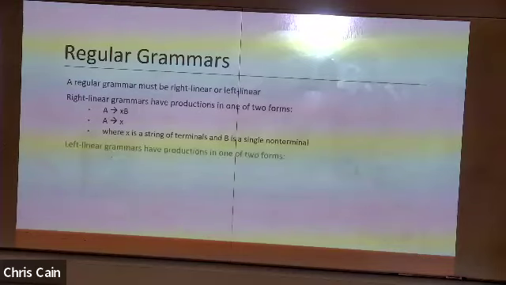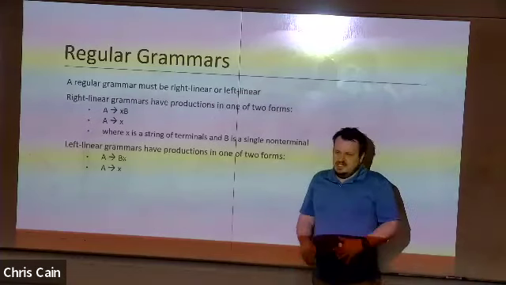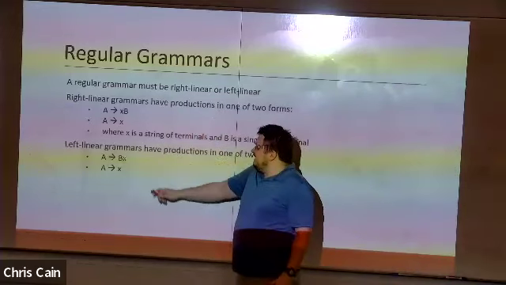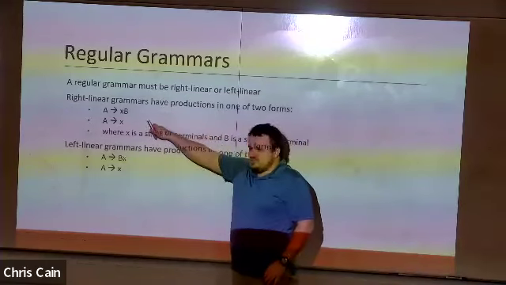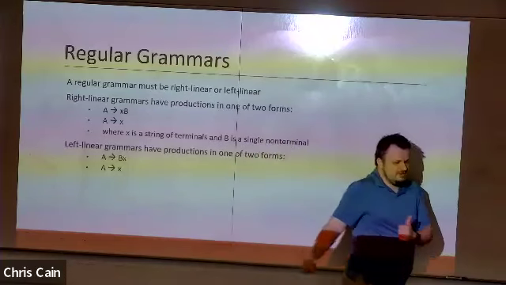Left linear is the exact opposite. If there's a non-terminal, it's going to appear on the very left side of the string of terminals. So we cannot have a string of terminals, a non-terminal, and a string of terminals. We cannot place that non-terminal in the middle. It either has to go on the far right side or the far left side. And this has to be consistent across the entire grammar. If you have 10 productions, if it's a right linear grammar, all non-terminals are on the far right. If it's a left linear grammar, all non-terminals are on the far left.